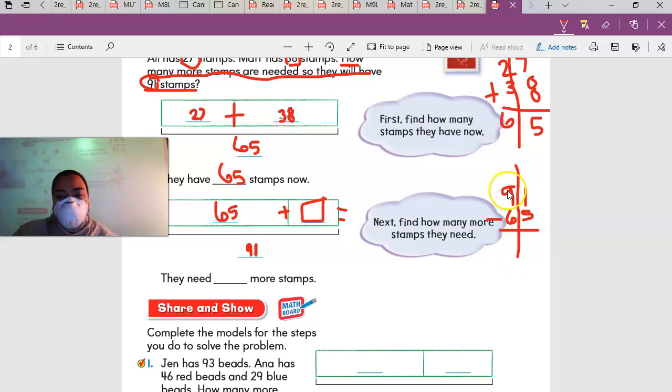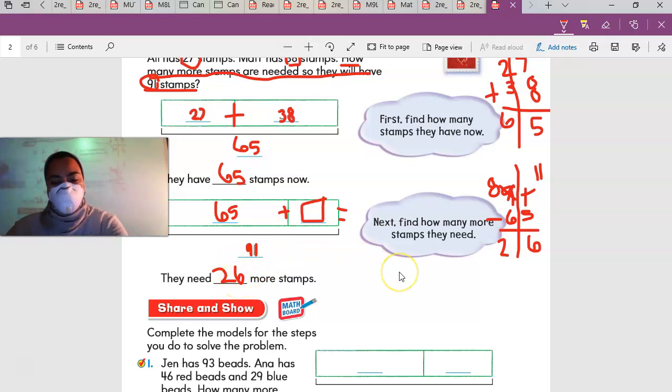1 take away 5. Can you do that? No. 9 becomes a 8 and 1 becomes a 11. What's 11 take away 5? 6. What's 8 take away 6? 2. So 26. So how many more stamps do they need? 26. 26 more stamps. Very good.